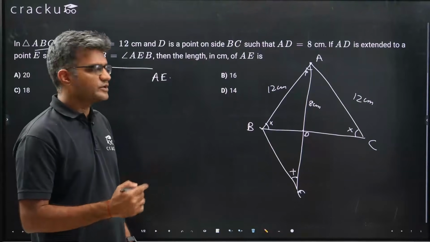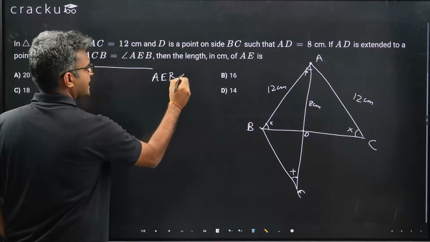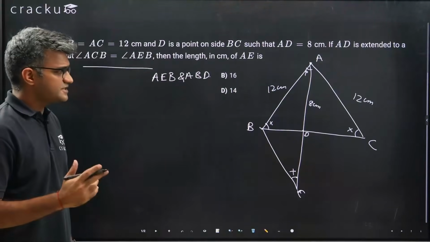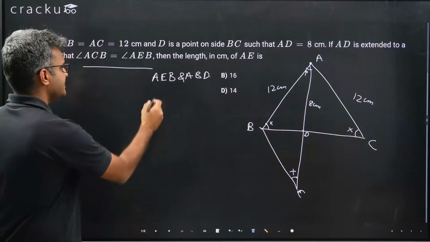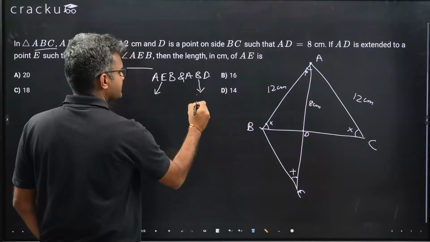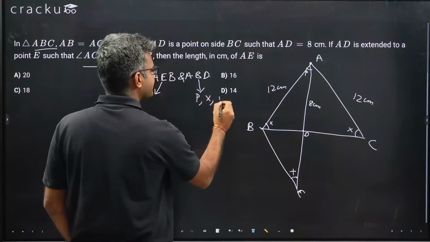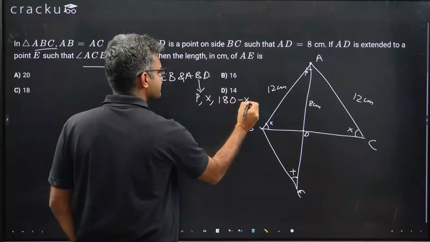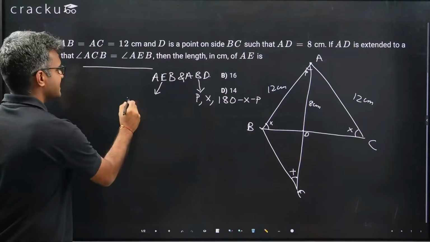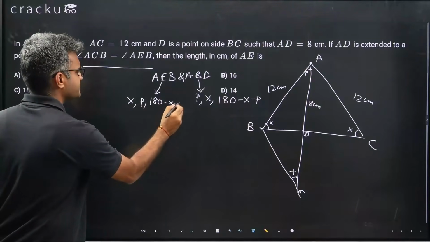Then if you are looking at two triangles, one is AEB and ABD, you will notice that two angles are the same. In ABD, one of the angles is P, one of the angles is X, and the third angle will be 180 minus X minus P. Similarly, in AEB, one of the angles is X, one is P, and one is 180 minus X minus P.